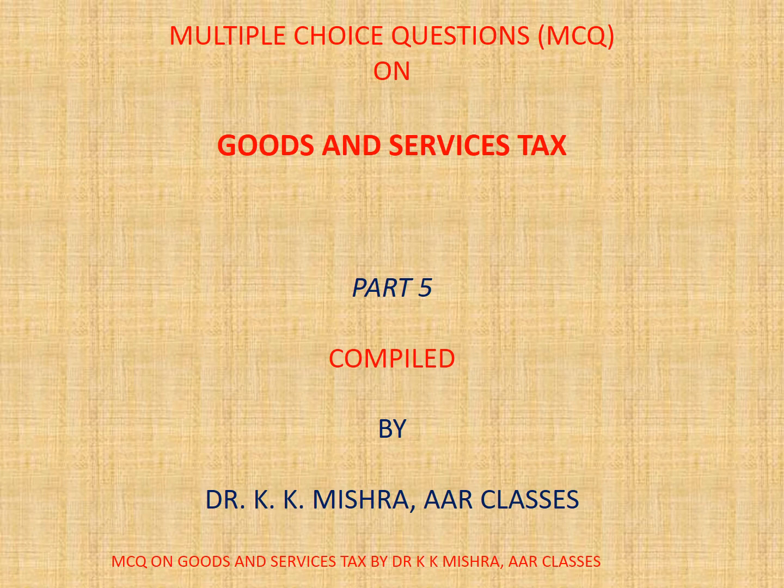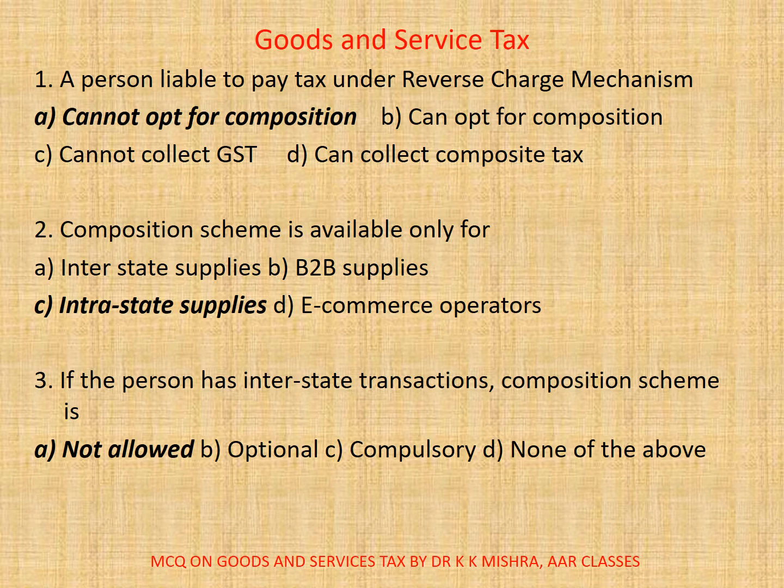This is part 5. Now come to the question. Question number 1. A person liable to pay tax under reverse charge mechanism: A. Cannot opt for composition. B. Cannot opt for composition. C. Cannot collect GST. D. Cannot collect composite tax. Now, two options are the same, but here option A is correct, cannot opt for composition.